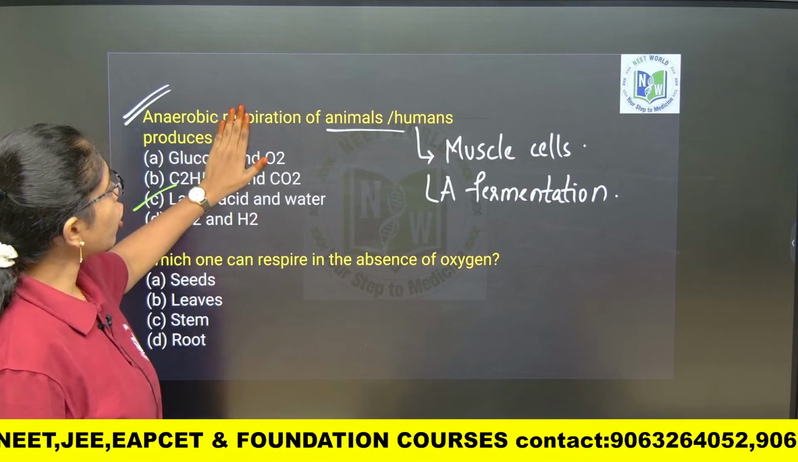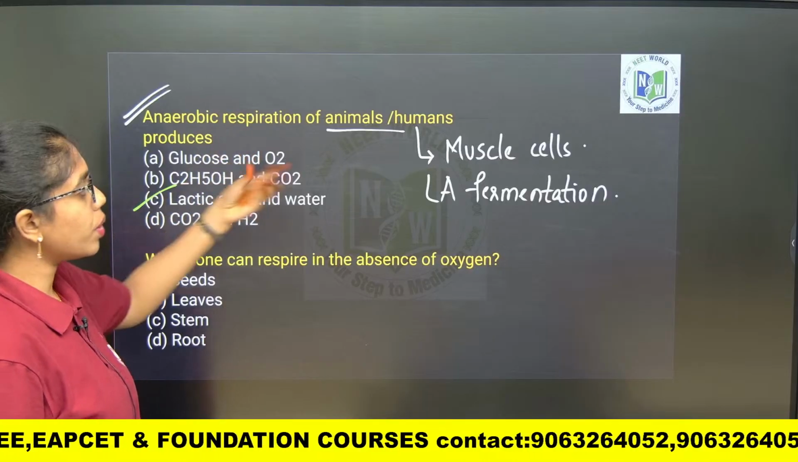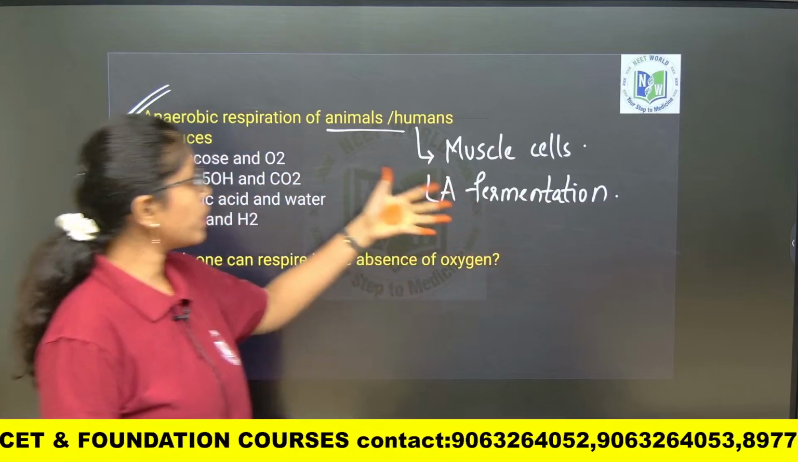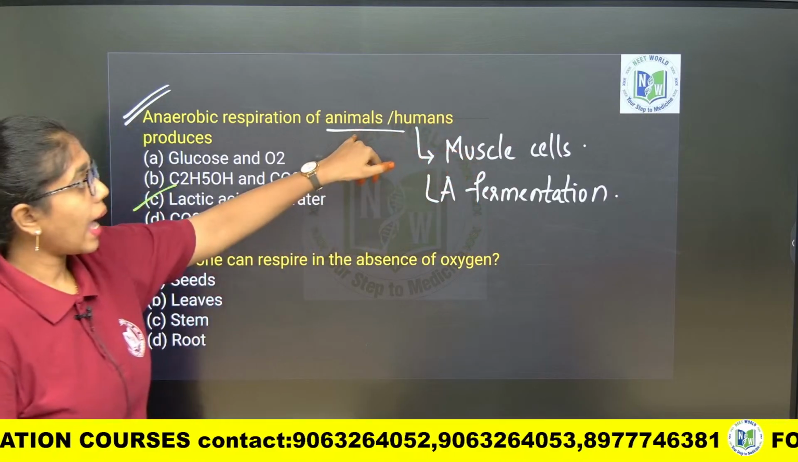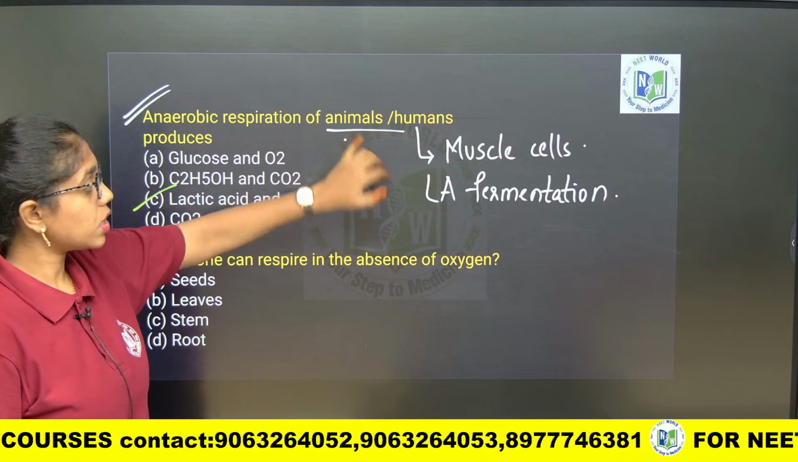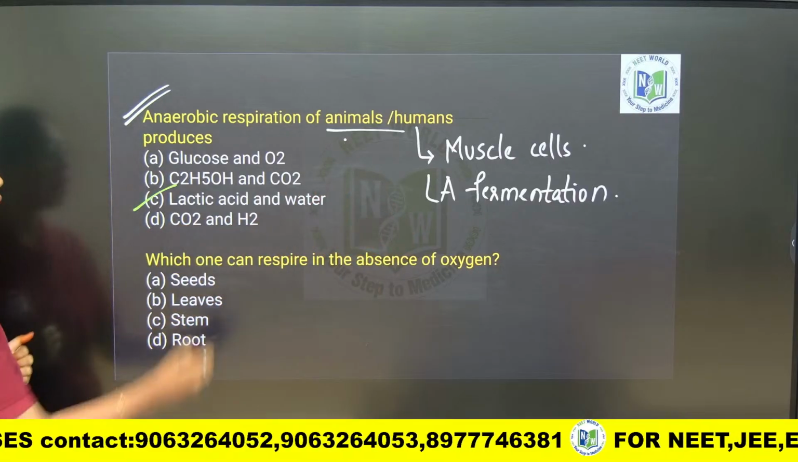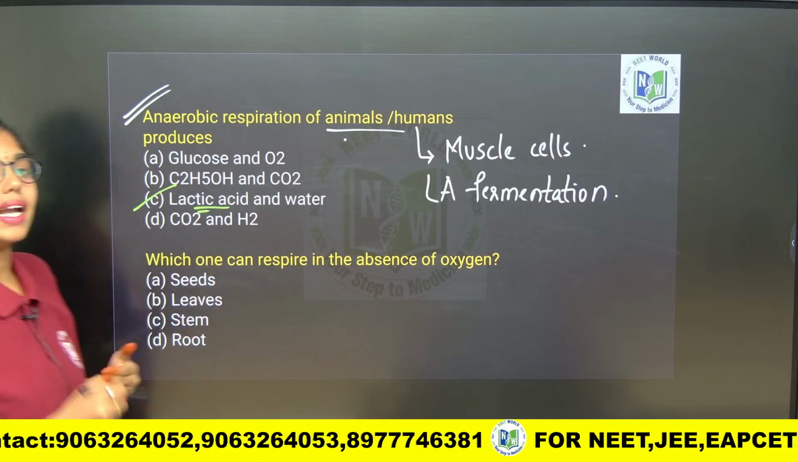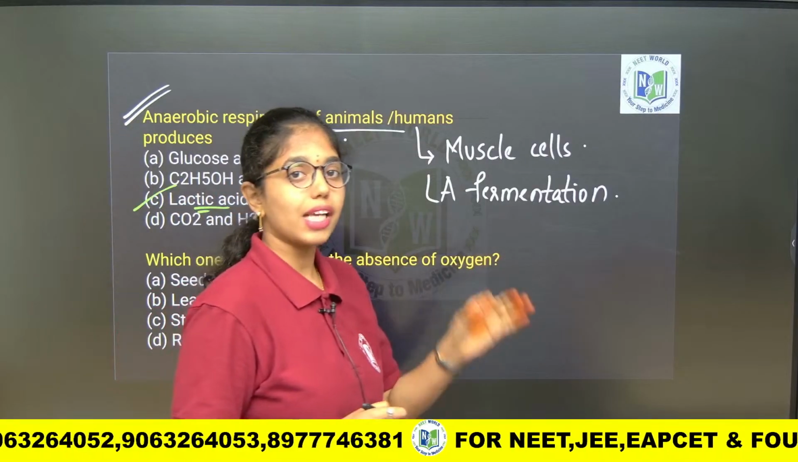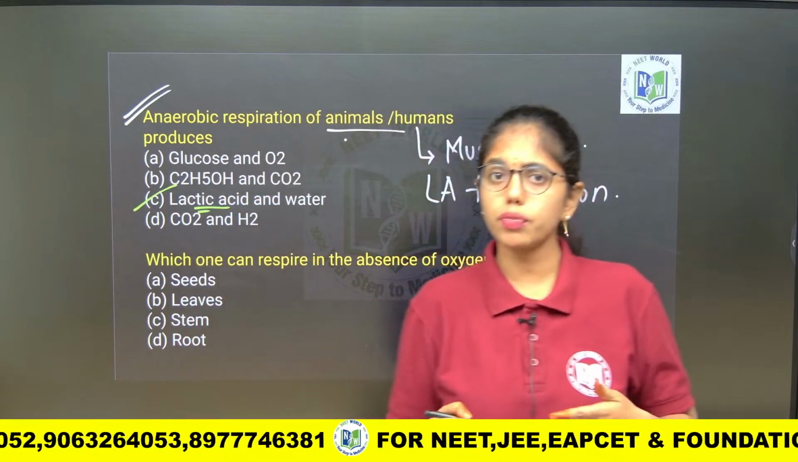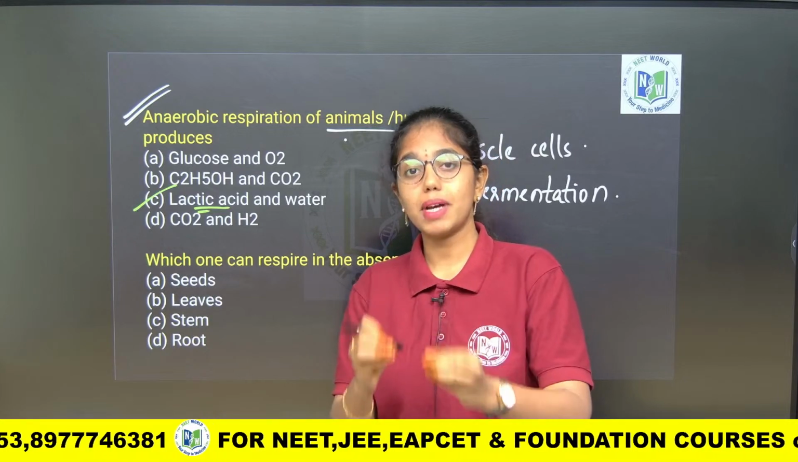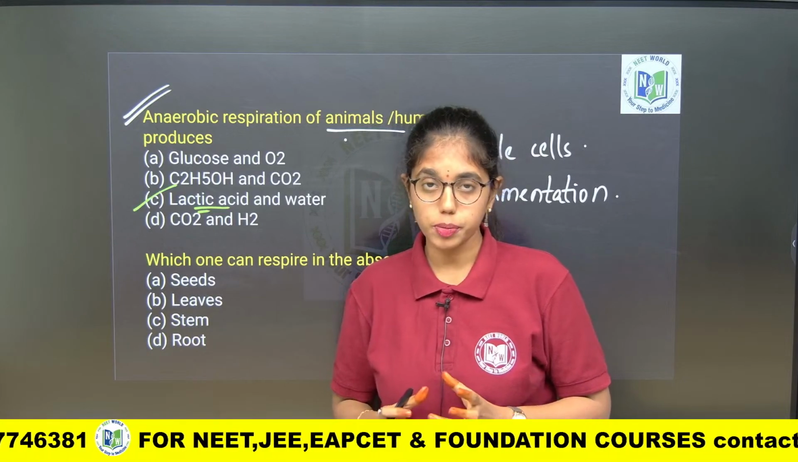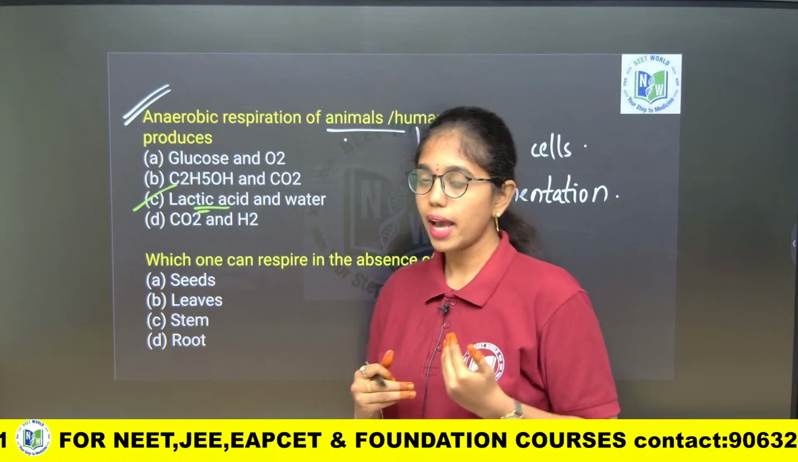Clear, right? Anaerobic respiration of animals or humans will produce what? Anaerobic respiration will produce lactic acid. In animal or human cells, muscle cells, it will produce lactic acid and water at the end, because it will conduct what fermentation? Lactic acid fermentation. Especially in humans it takes place during vigorous exercise, when cells, especially muscle cells, rely on anaerobic respiration to get that instant energy.